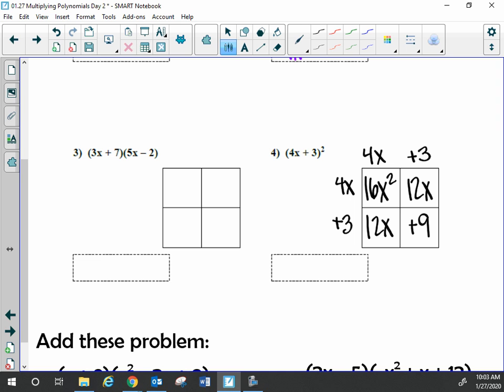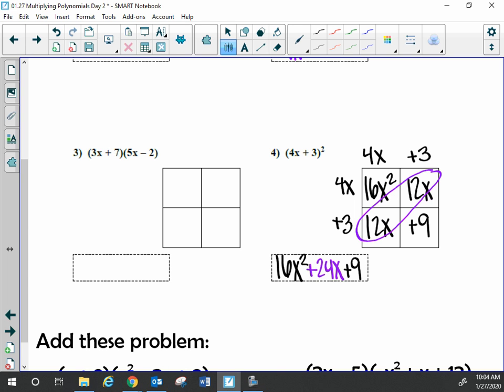Okay, so let's bring down what we have. What's my highest exponent? 16x squared. Then? 24x. Good. 12x and 12x together make 24x. And then? Oh, 9. What's 9? And okay, you're done. This is kind of awesome.